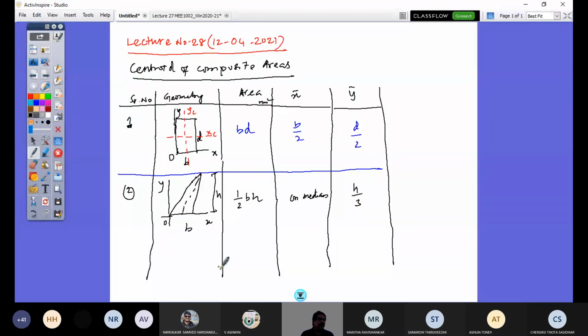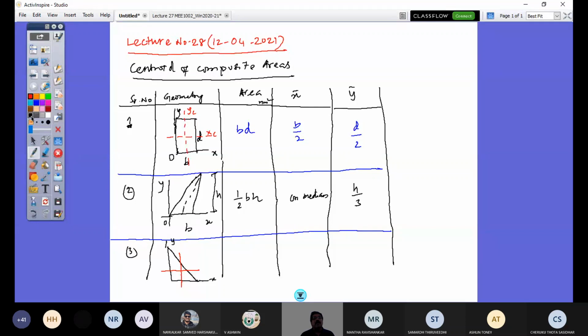You can prove this, but we will not go into it now. We'll just have to remember these formulas. So this is for this. Now if I have a geometry which is a right angle triangle, as we have seen already in the last class, you know how these formulas are obtained. So I would have my centroidal axes, one is this, the other one is this.